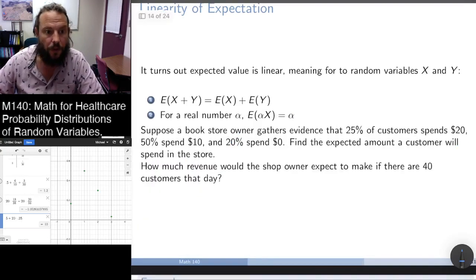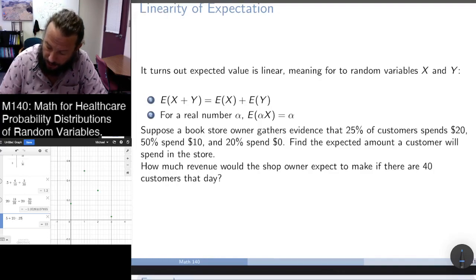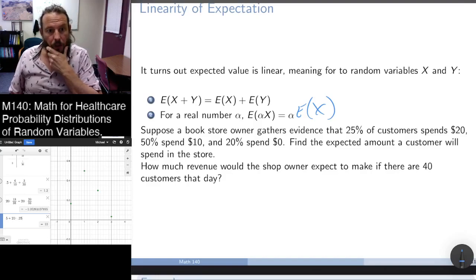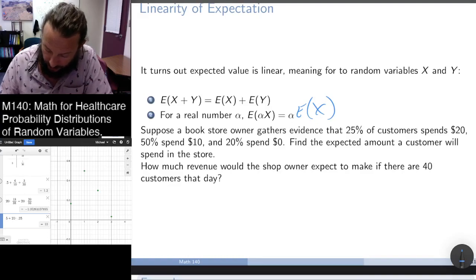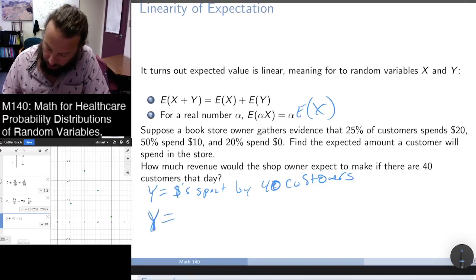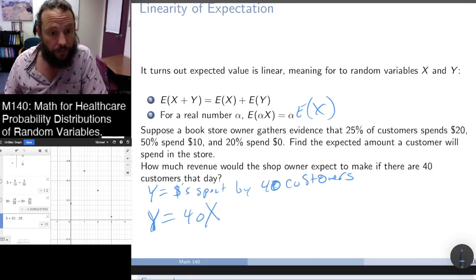Now, how much revenue would the shop owner expect to make if there are 40 customers in a day? Remember, again, this is times the expected value of x. Well, what is that going to be? If x is one customer, then let's say y equals dollars spent by 40 customers. And so y equals 40x, right? It's just 40 of the x's.